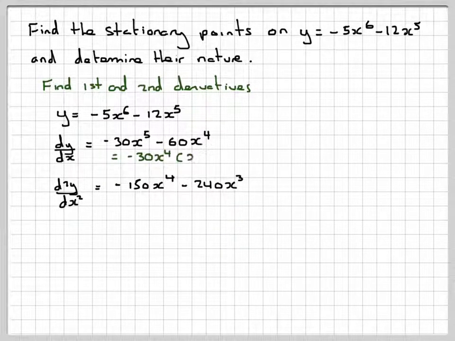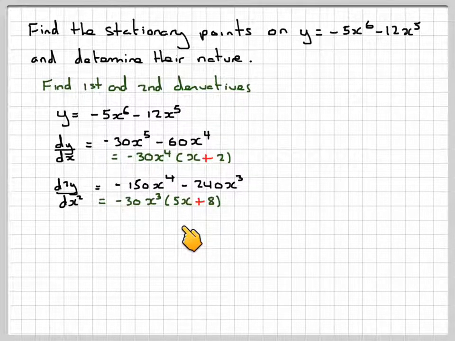Now it's a good idea to take out any common factors here. If we take out minus 30x^4, we're left with x plus 2. Notice it's plus 2. And then for the second derivative we take out minus 30x cubed, which leaves 5x plus 8. If we multiply back the minus sign in there, we go back to a minus.